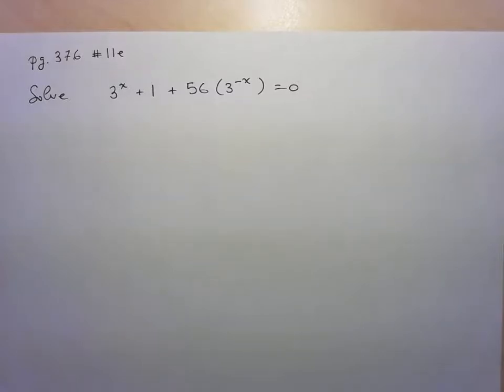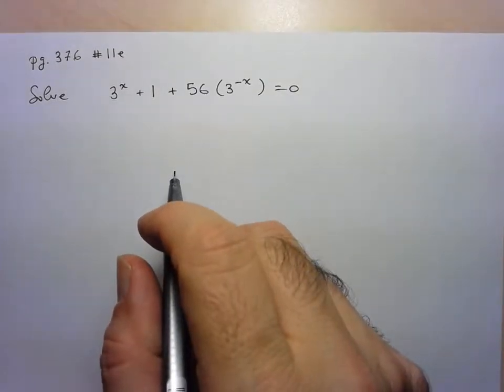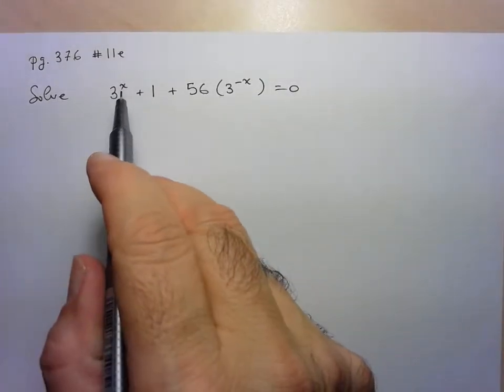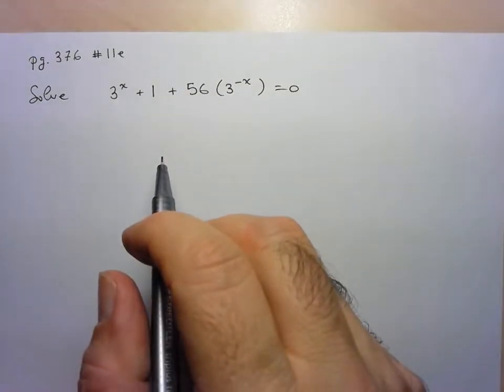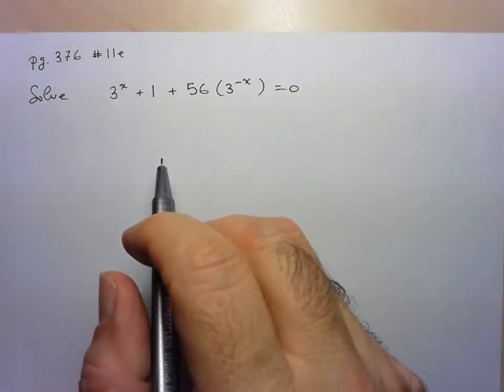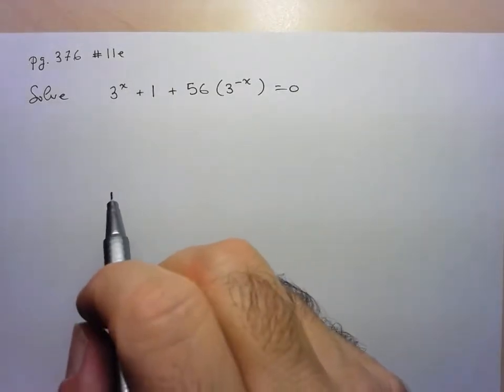Hi folks, we're going to take a look at page 376, number 11E. So here we have an exponential equation, and I see that I've got a 3 to the x and a 3 to the minus x. As we've seen, something that's been very useful is to manipulate the equation so that you've got the same exponential expression throughout.